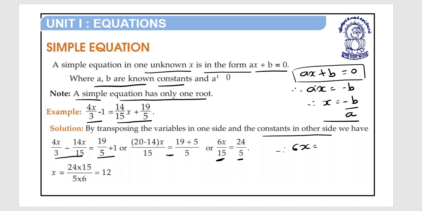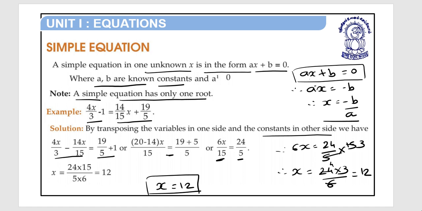So, 6x/15 = 24/5, so 6x = 24/5 × 15. 5 threes are 15, so x = 24 × 3/6. 6 fours are 24, 4 threes are 12. So the answer is x = 12.